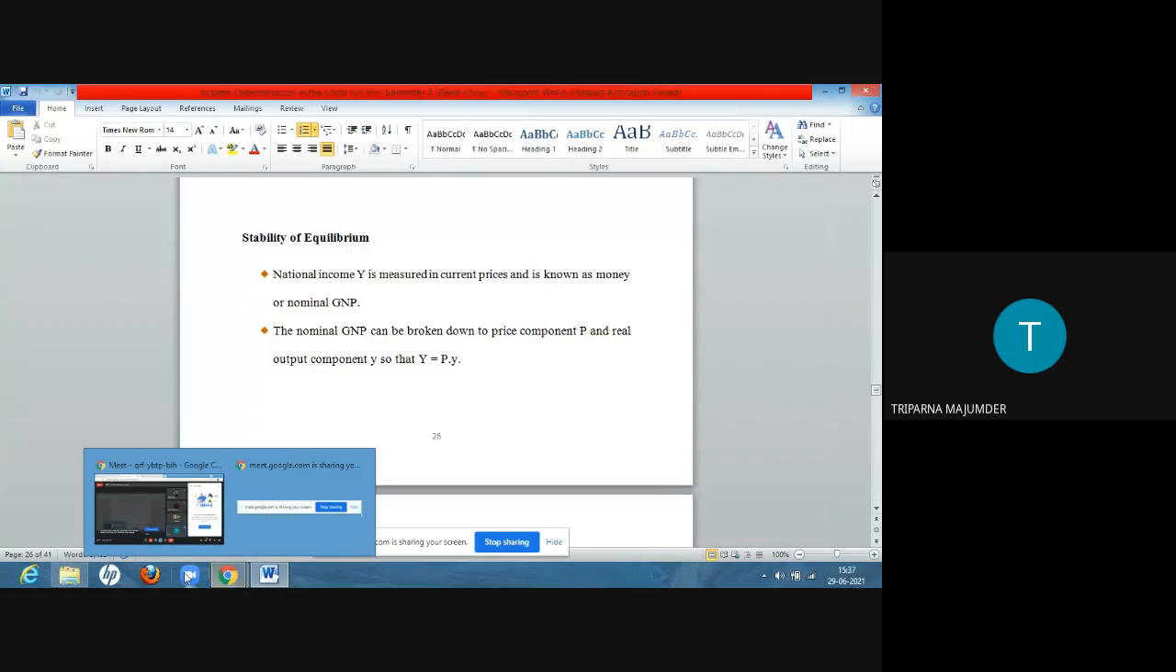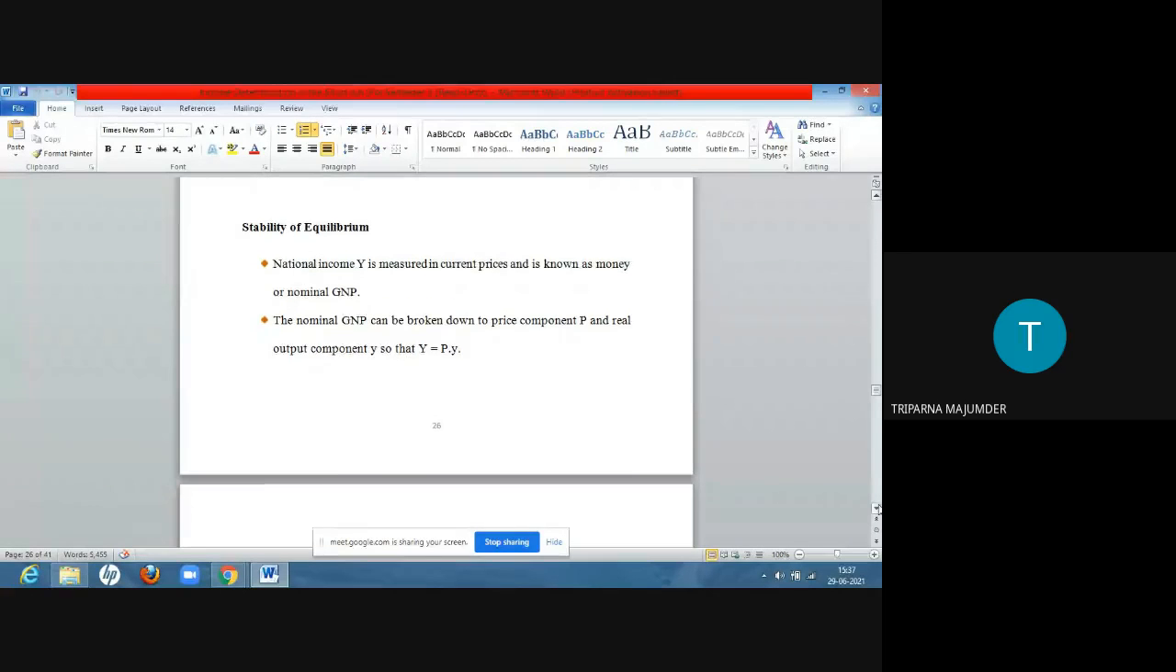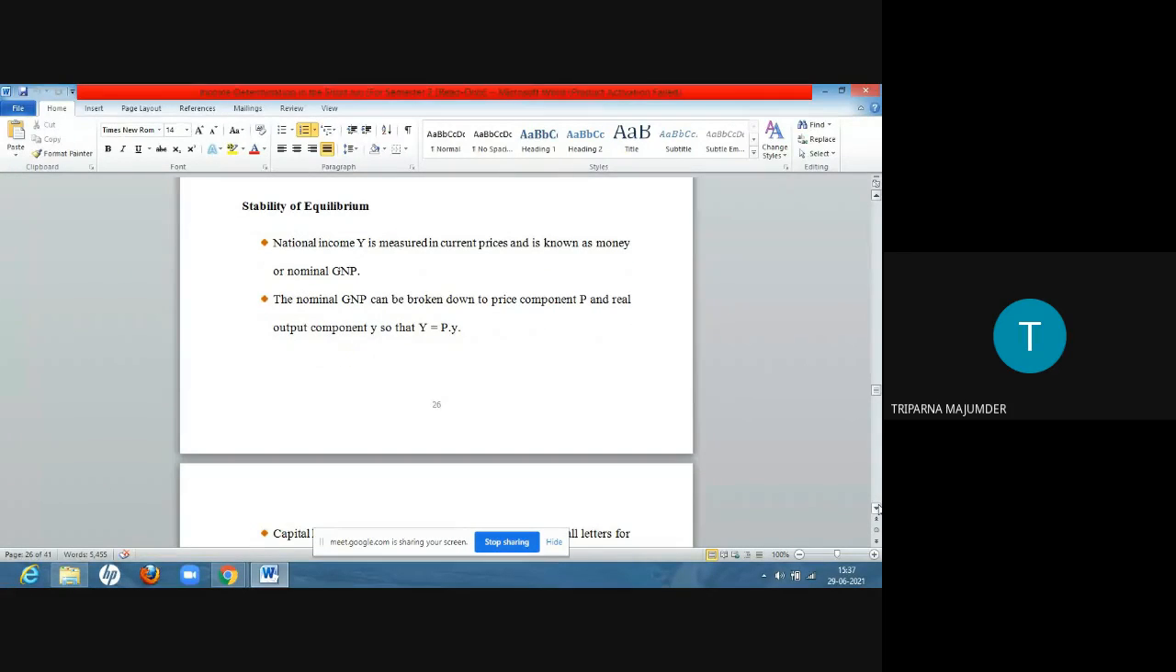Now we move on to the concept of stability of equilibrium. Before going into stability, you might recall that national income is measured in current prices and is known as money or nominal GNP. The nominal GNP can be broken down to price component P and real output component Y, so that Y is equal to P into Y.